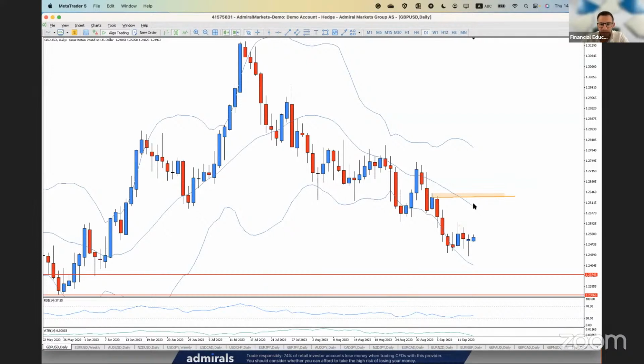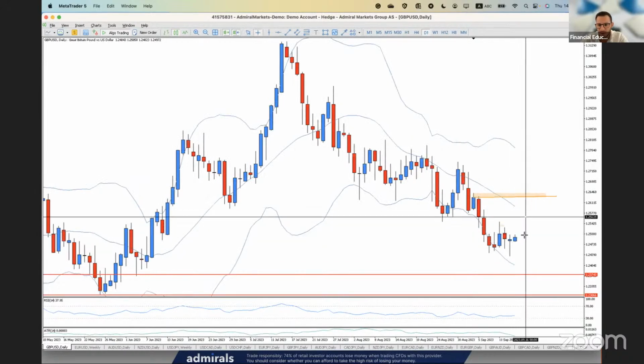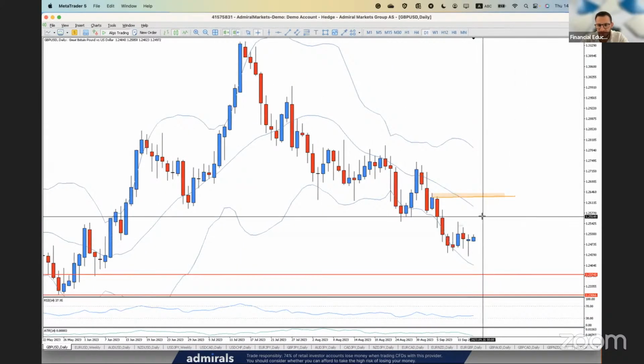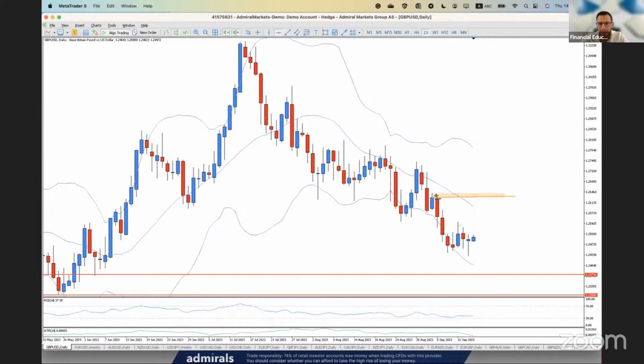So, pound against the US dollar, price on the daily chart found some bottom here, price within the Bollinger Band. So this can cause the price to temporarily push to the upside. So we have to understand where the key levels are. First key level is right there at the top. Weekly chart high is this one here, as pointed on the chart. So price might come all the way here.